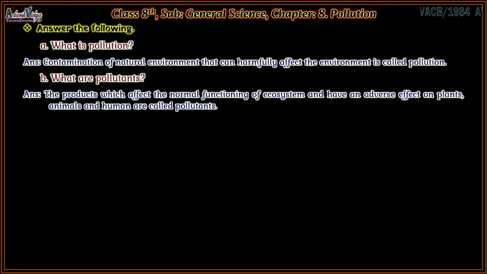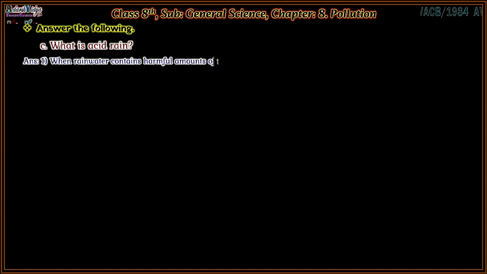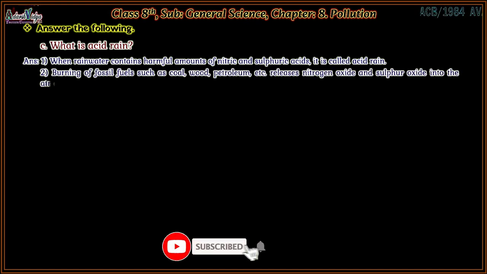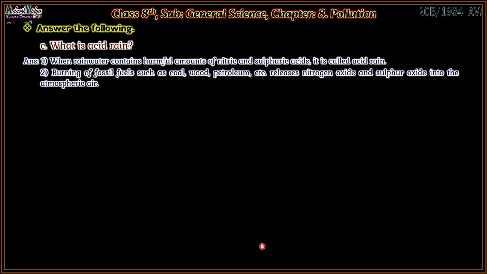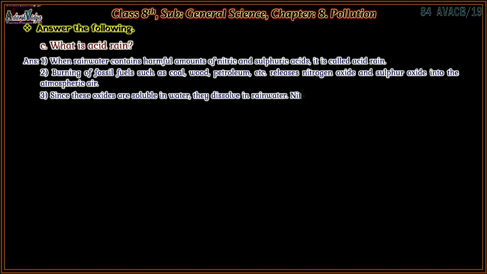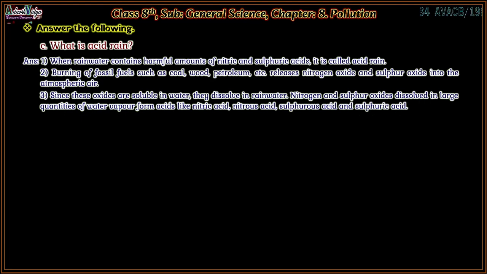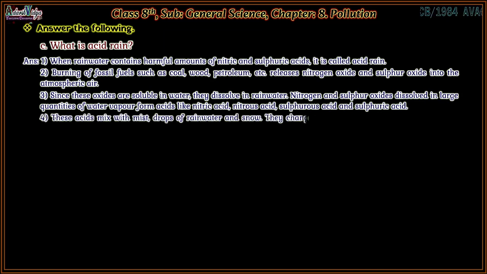Question third: What is acid rain? Answer: Point first, when rainwater contains harmful amounts of nitric and sulfuric acids, it is called acid rain. Point second, burning of fossil fuels such as coal, wood, petroleum, etc. releases nitrogen oxide and sulfur oxide into the atmospheric air. Point third, since these oxides are soluble in water, they dissolve in rainwater. Nitrogen and sulfur oxides dissolved in large quantities of water vapor form acids like nitric acid, nitrous acid, sulfurous acid, and sulfuric acid.